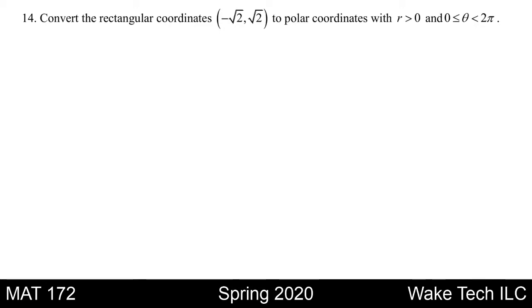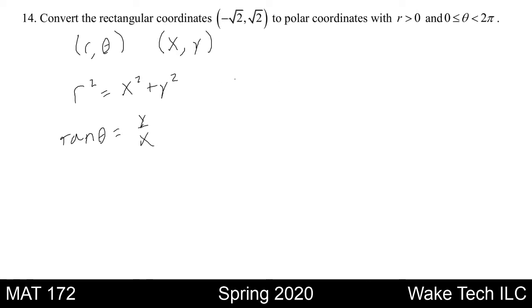When converting between rectangular and polar coordinates, it's helpful to memorize a few formulas. So for instance, when you have a polar coordinate (r, theta) and an equivalent rectangular coordinate (x, y), we know that r squared equals x squared plus y squared, and that tangent theta is equal to y over x. Furthermore, we know that x is equal to r cosine theta, and that y is equal to r sine theta.